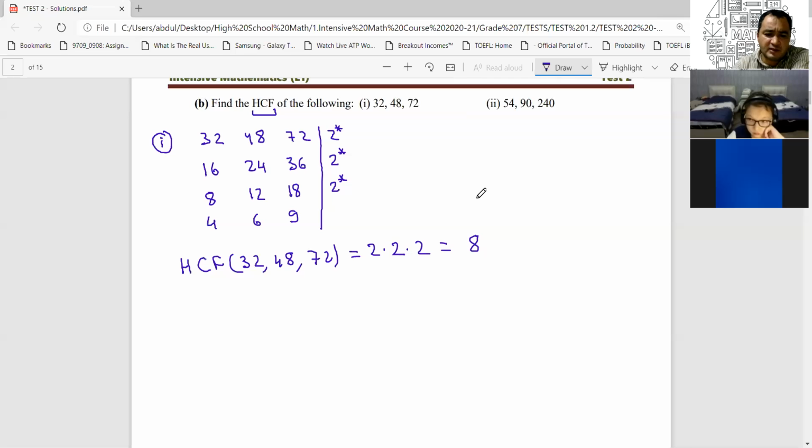Actually, what are those common factors? We know that the common factors of these numbers are 1, 2, 4, and 8. They have only 4 common factors. Among them, 8 is the largest, right? The highest. So that is what we try to find here.